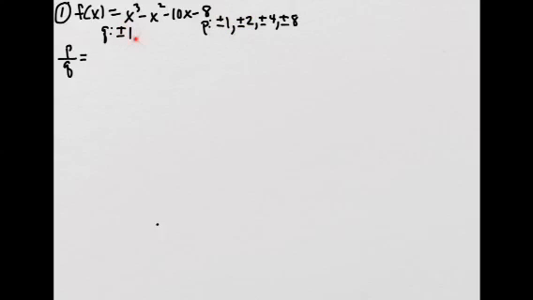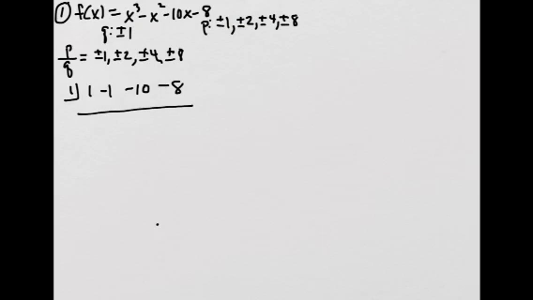When you take 2 over 1, you get 2. When you take 4 over 1, you get 4. When you take 8 over 1, you get 8. So the P over Q ratio is plus or minus 1, plus or minus 2, plus or minus 4, plus or minus 8. So now out of all the rational numbers on the number line, these are the only 8 numbers that can possibly be zeros for this polynomial. No other rational numbers can be zeros for this polynomial. So we start with 1 and just do synthetic division.